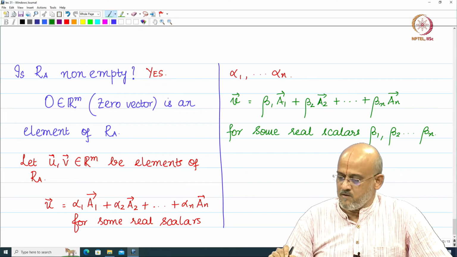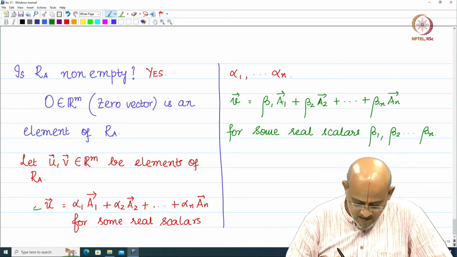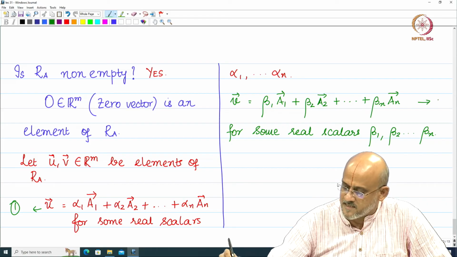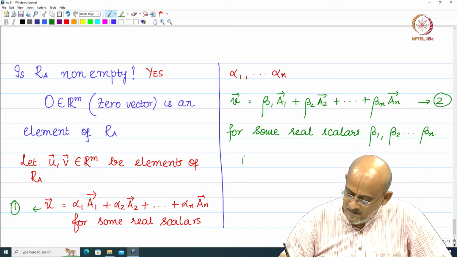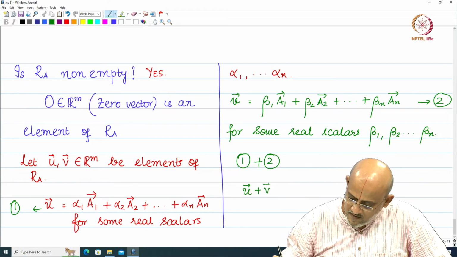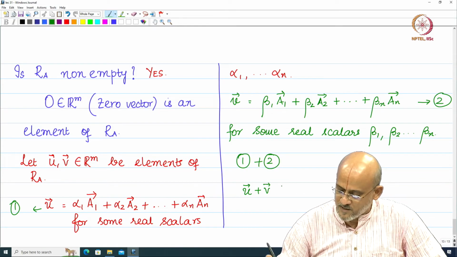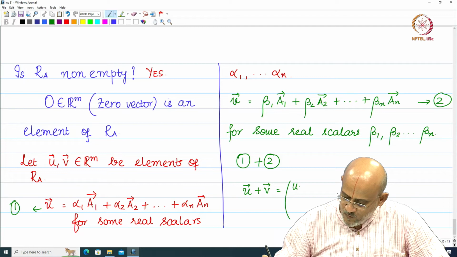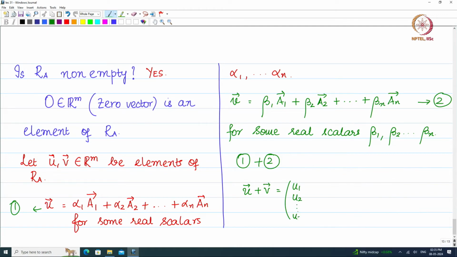Yeah. Now, let us take this as equation 1, let us take this as equation 2. Now, what am I going to do? Let me add 1 plus 2. So, what do we get? We get u plus v, right. I add these two vectors u plus v, which is nothing but u1, u2, etc., um, plus v1, v2, etc., vm, which is nothing but u1 plus v1, u2 plus v2, etc., um plus vm, right. That is what I am going to get.